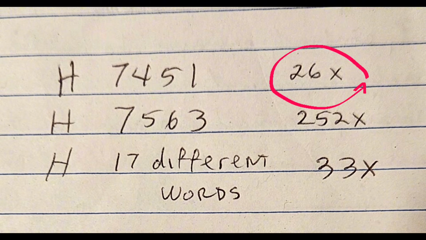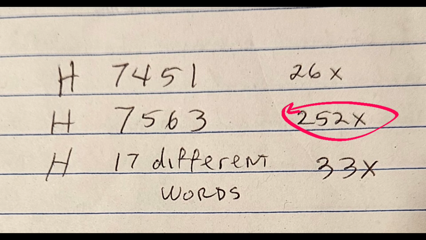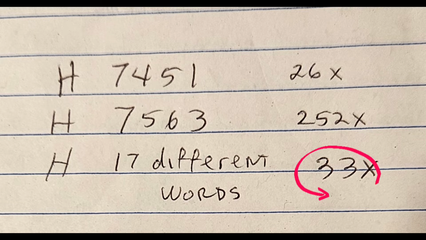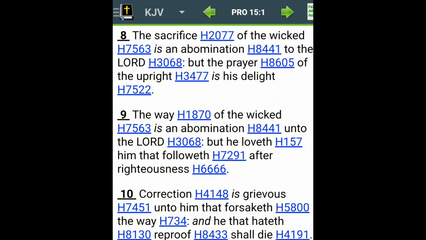26 times it appears as 7451, which is the Hebrew word we studied last lesson for the word evil. It occurs 252 times as the word 7563, which is the one we're going to focus upon. It occurs 33 times in 17 different Hebrew words. We won't deal with those today.